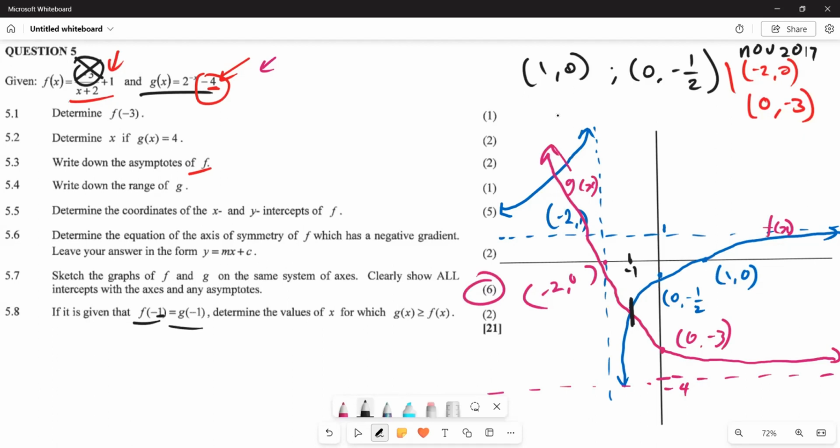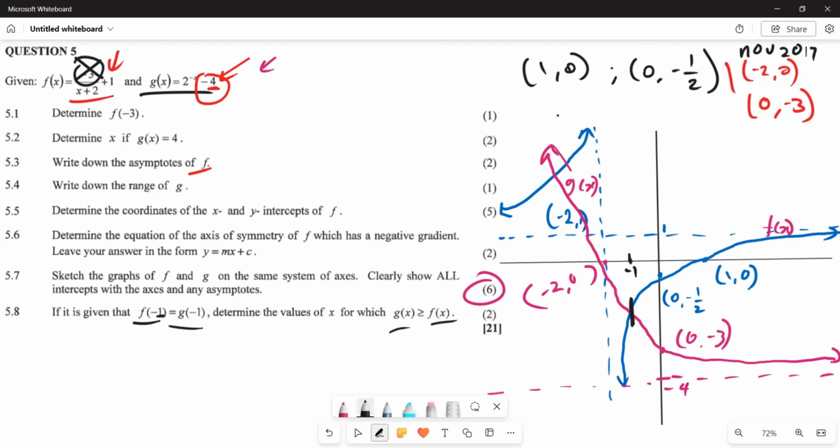Now, they want the values where the graph of g of x is greater than the graph of f of x. What does that mean? When they say greater, they want where the graph of g of x is above the graph of f of x, right? So now where is the graph of g of x going to be above that?